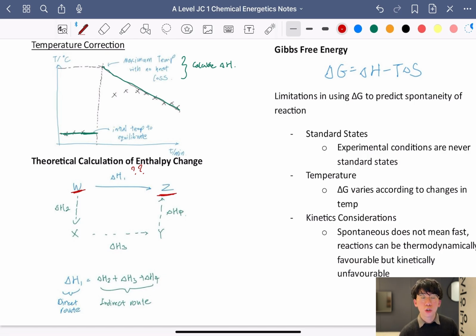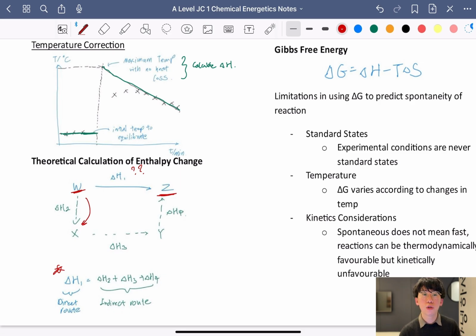So for example, you can do lots of side reactions from W to Z. So you can take an indirect route from W to X to Y to Z. And if you know all of these enthalpy changes, you can actually add them all up together and it would equate to delta H1 as shown over here. So you can imagine that a typical question would ask you how to calculate the direct route or the enthalpy change from a certain reactant to a certain product while giving lots of other side enthalpy changes that you can use to form the indirect route from your reactants to your products.